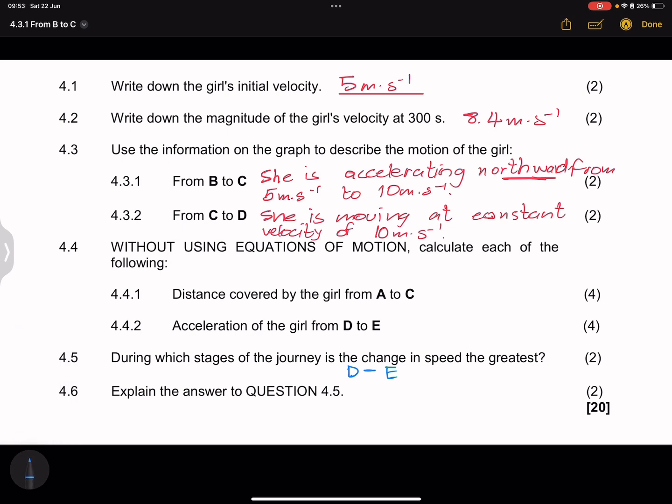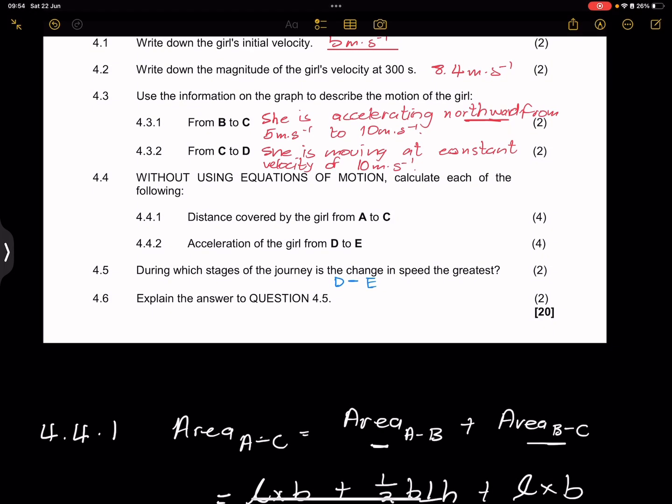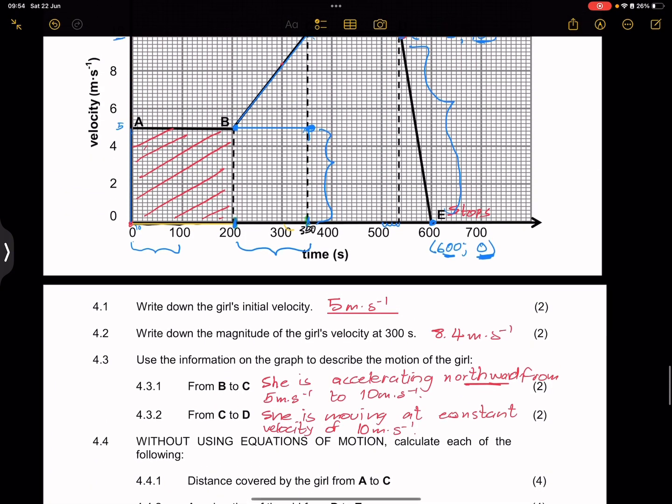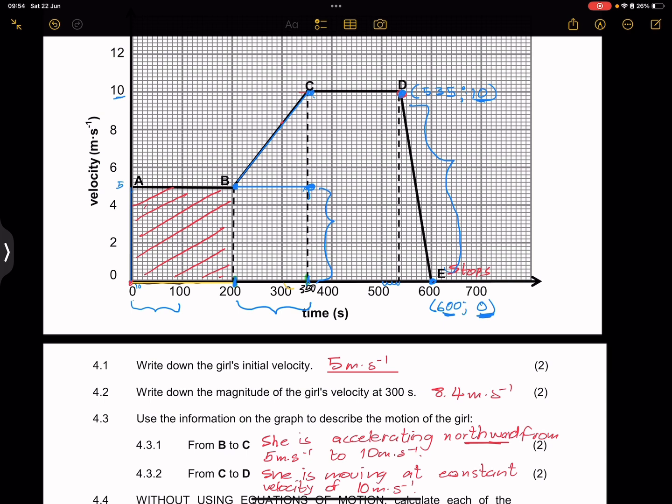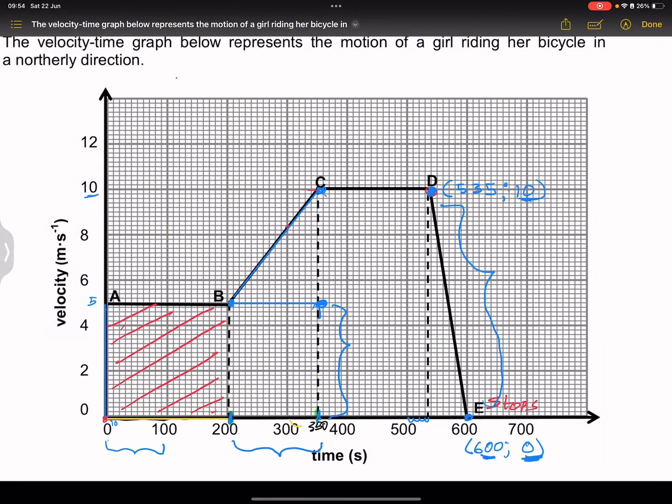Now they're asking us to explain the answer to question 4.5. In this case, our velocity changed from 10 to 0 within a very short space of time. Whereas here we change from 5, it's a smaller change in velocity, but over a longer period of time, that is between B and C. Now remember, in stages A to B and C to D our velocity is constant, so there's no change in velocity.